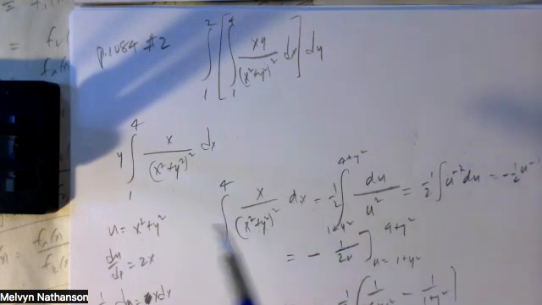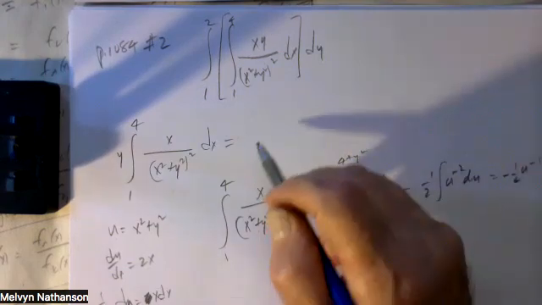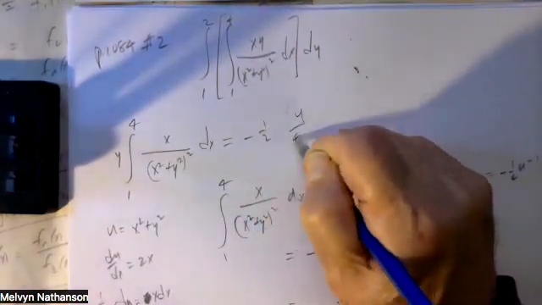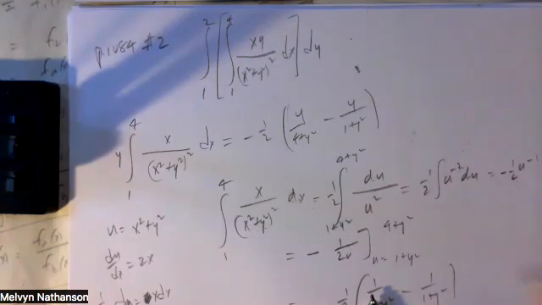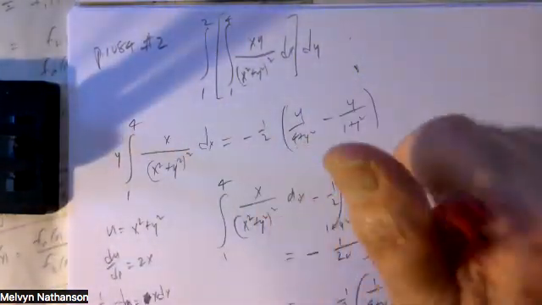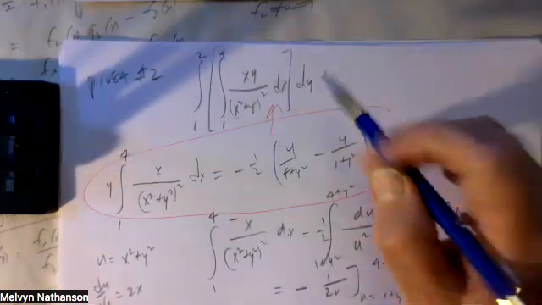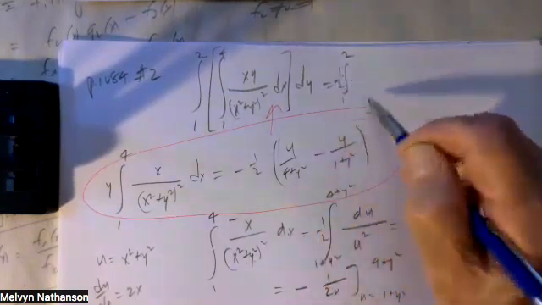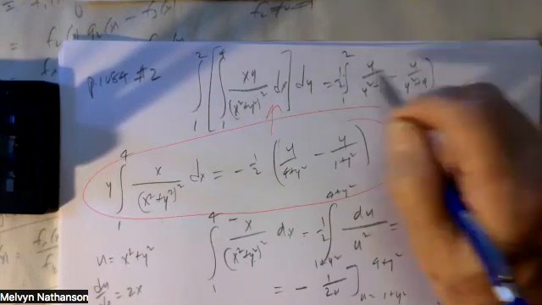That's what this is. So if I multiply it by y, this is y times this. I get minus a half, y over 4 plus y squared minus y over 1 plus y squared. So this is my inside integral. So this becomes the integral from 1 to 2 of this. Let me just write this. I have a minus a half. I just put this the other way. Y over y squared plus 1 minus y over y squared plus 4 dy.